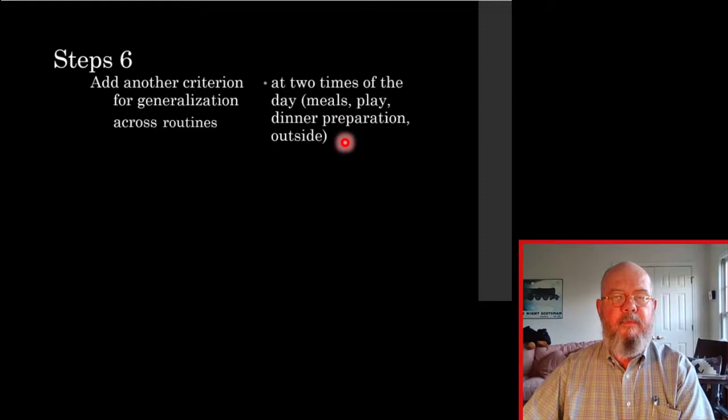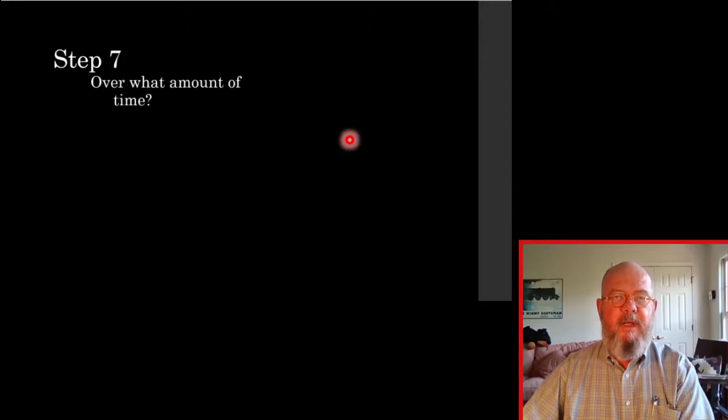Even though 4 routines were identified, maybe in 6 months from now, that's a lot to expect for Emma. So the team decided at 2 times of the day, and they repeat the routines that were targeted for intervention and also for assessment and progress monitoring. Step 7, ask over what amount of time. And so this could be on 4 consecutive days to ensure that the skill really is maintained. That's why it's called a maintenance criterion.